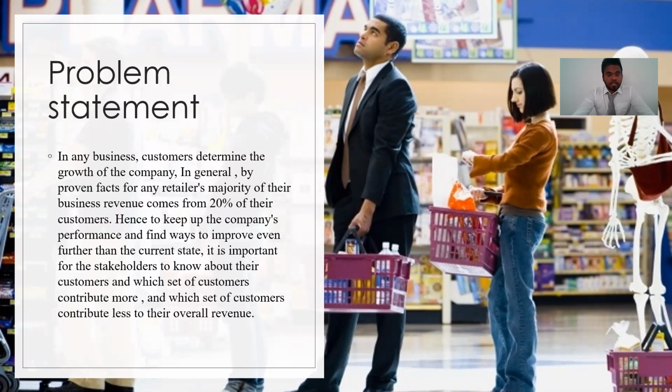Well, it's a proven fact that in any retail, the majority of business revenue comes from 20% of their valuable customers. Hence, to keep the company's performance and find ways to improve revenue, it is important for stakeholders to identify the best set of customers and their least favorable customers. In a way, they could target their customers to improve their performance and forecast their business overall.